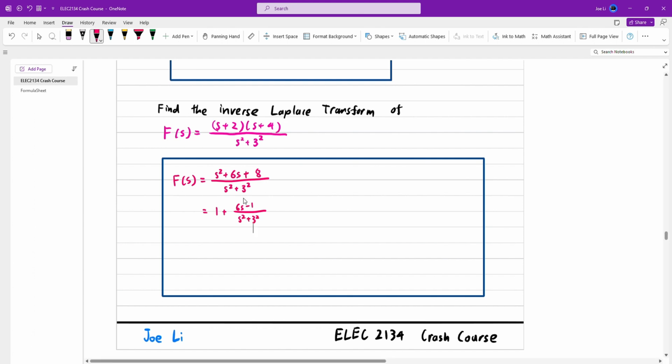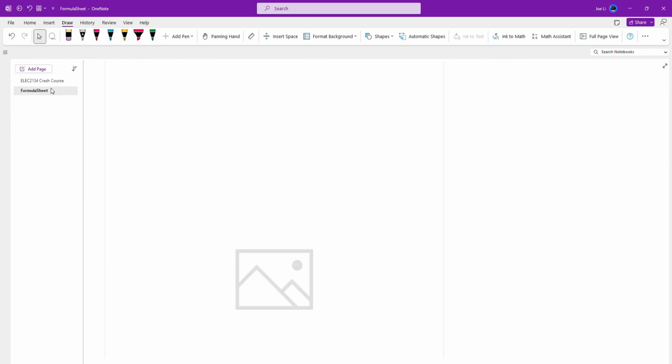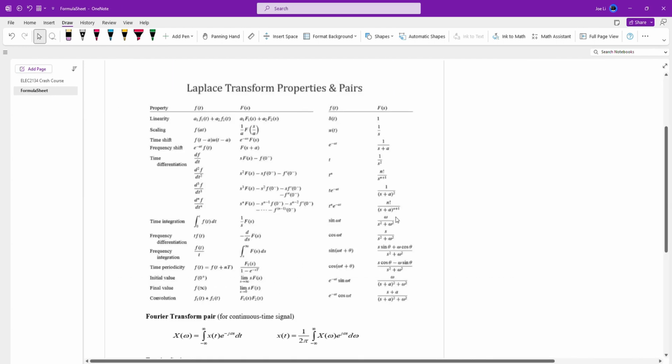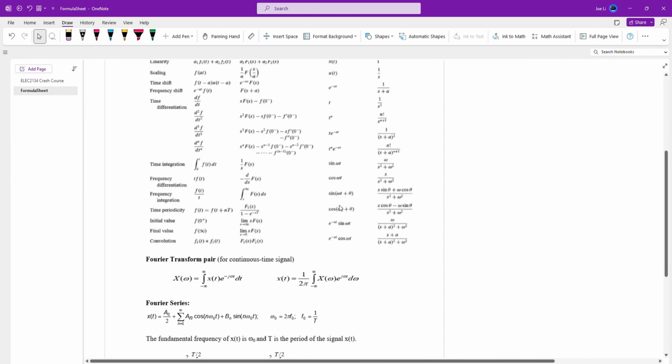Okay, now looking at the right fraction, what looks the most like this one? I think the equation that looks the most similar to this one should be sine. Actually, no, it's cosine, because it's s times a constant, cosine theta, minus a constant. Okay, so let's go back to this.